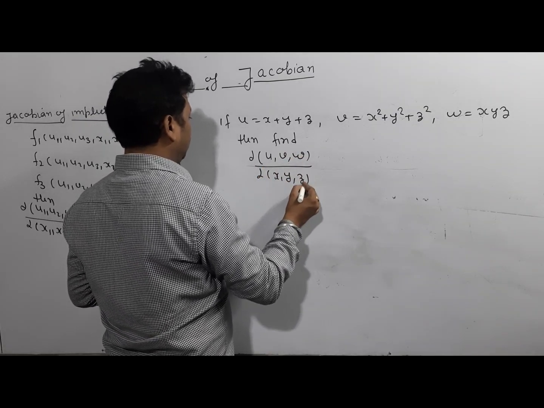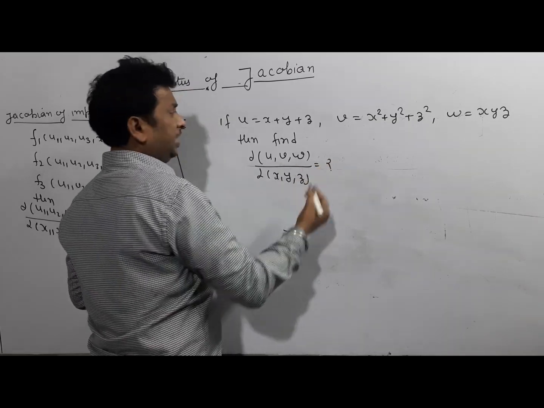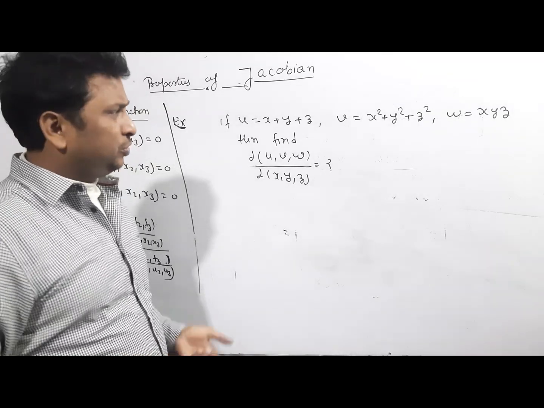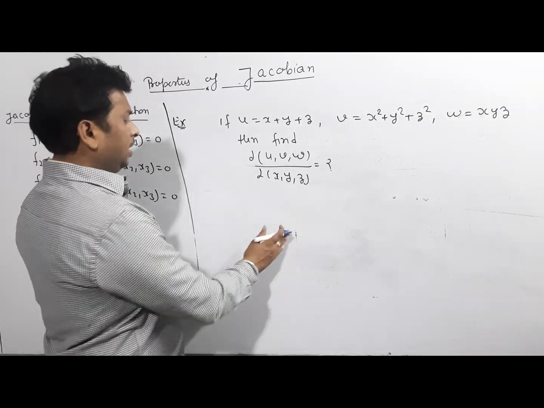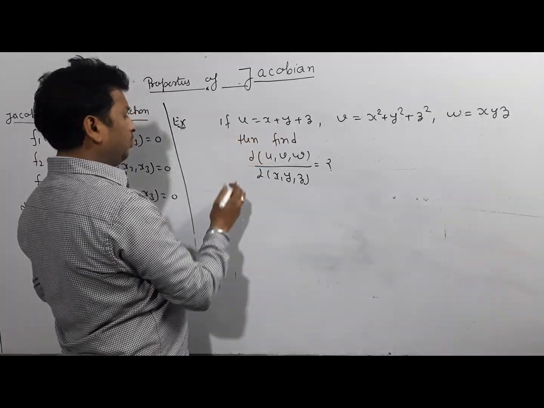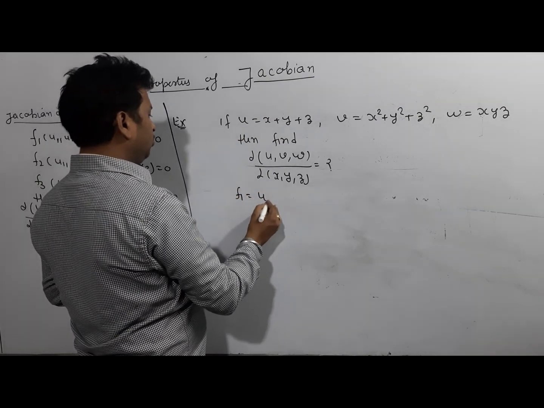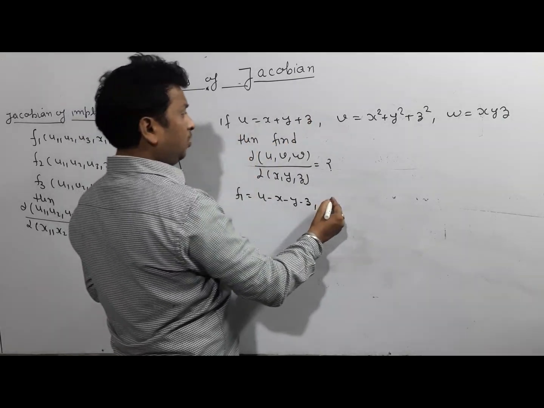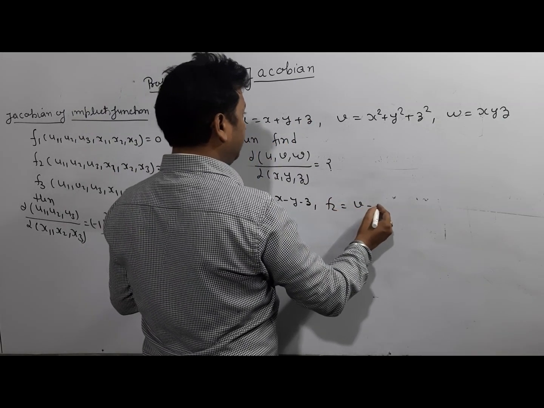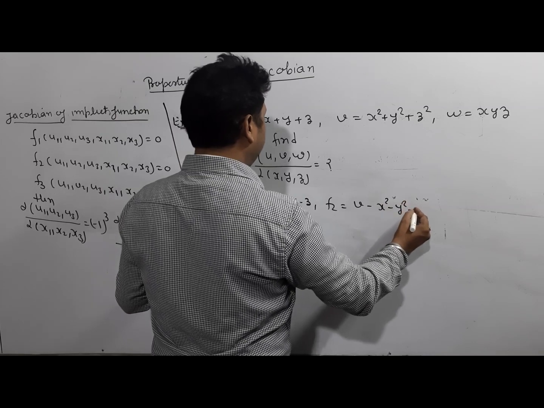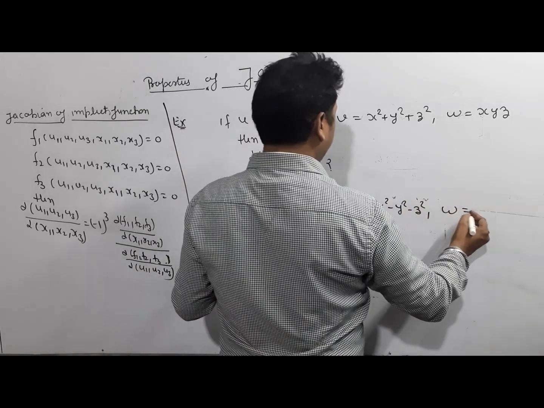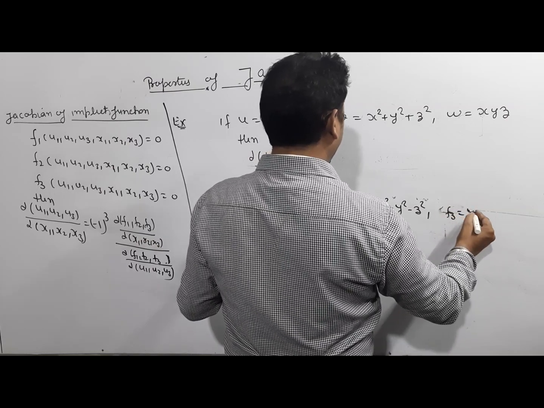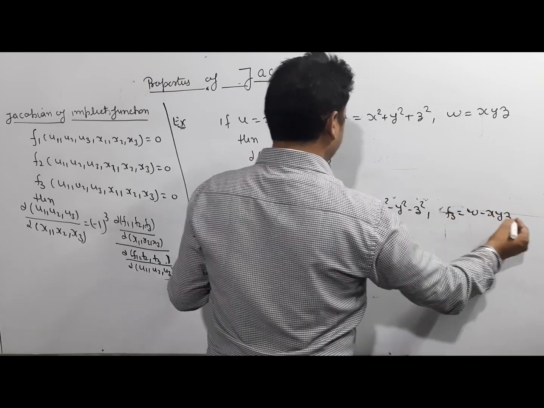Now we are going to calculate by the implicit formula. Here it's easy, but you can take any question, it doesn't matter. How do we solve? Just take f1. F1 is u minus x minus y minus z. Take everything to one side. What is f2? F2 is v minus x square minus y square minus z square. And f3 is w minus x y z.